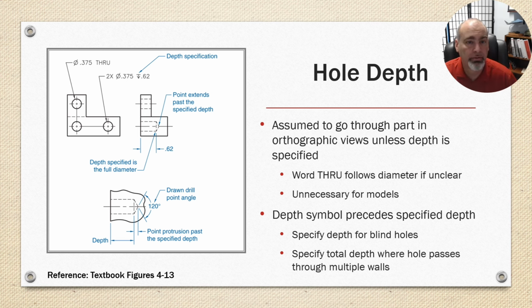Now I know SolidWorks defaults to putting through all, so I guess technically to meet the standard you should delete the word all from the notation. And again, it's not necessary if all the holes go through and you can't confuse it with a different hole. It's implied that it goes through, so you don't need to add the notation. It's optional.